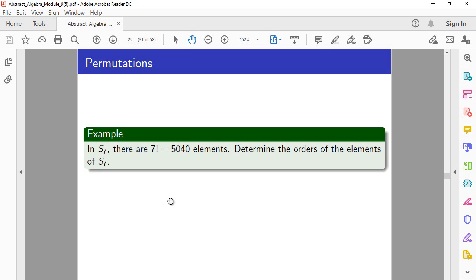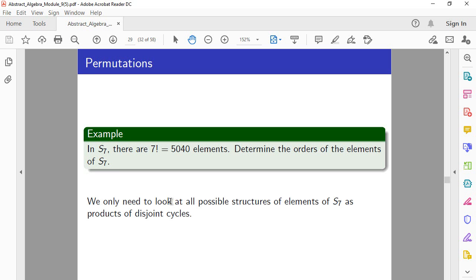In S7, there are 7 factorial elements. So 7 factorial is equal to 5,040. So S7 has 5,040 elements. We want to determine the possible orders of the elements of S7. Do we have to find the order of each of these 5,040 elements? The answer is no.